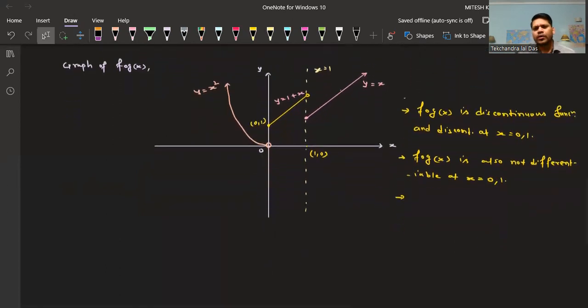Okay, now next point we can mark here. See, you know one-one function. Do you have any idea about one-one function? What is a one-one function? How can you predict by seeing the graph? Okay, we'll draw a line parallel to x-axis. Let's draw one line here. Suppose this line is parallel to x-axis.